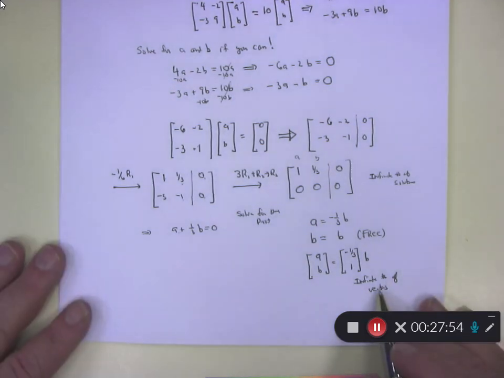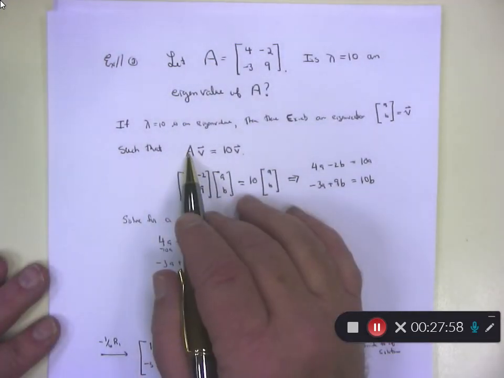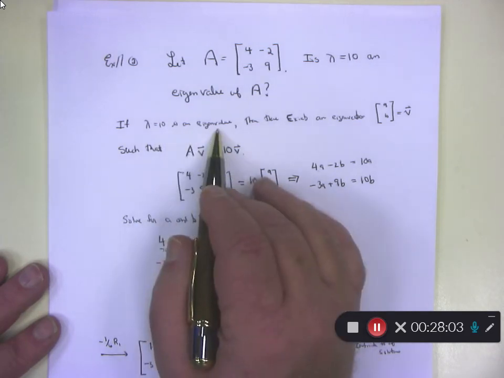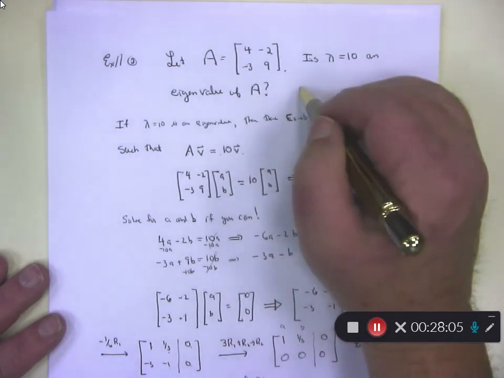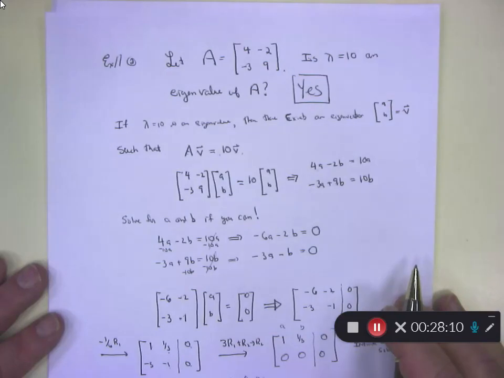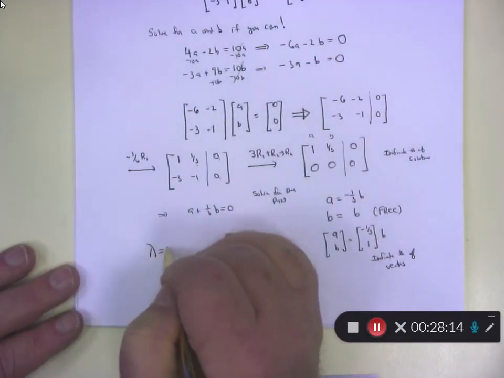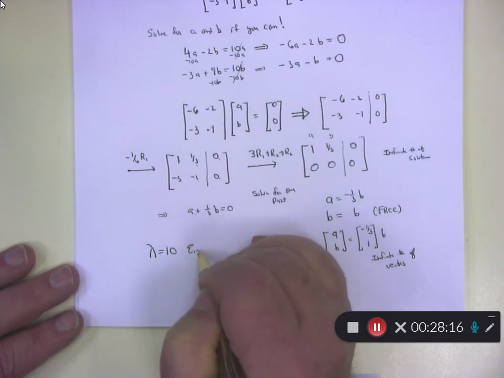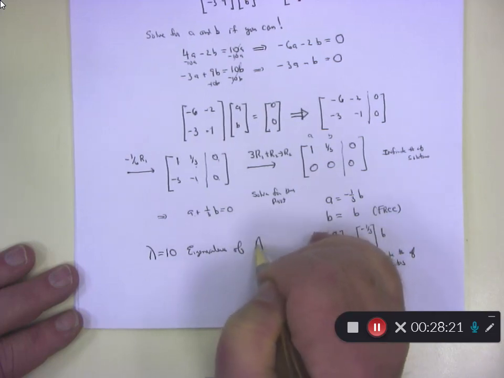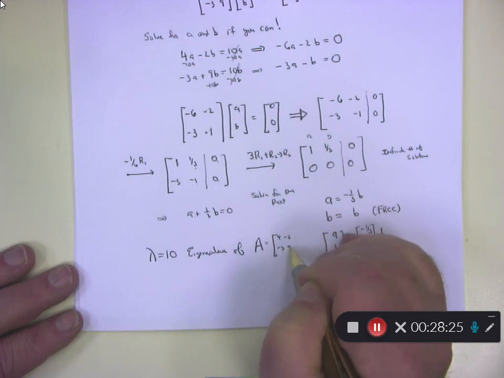So because there is an answer, here's the deal. The question is, does A times B equal 10 times B? Is 10 an eigenvalue of matrix A? The answer is yes, it is. Does that make sense? And to let you know, down here, lambda equals 10 is the eigenvalue of matrix A, which was this matrix, what was it, 4, -2, -3, 9.